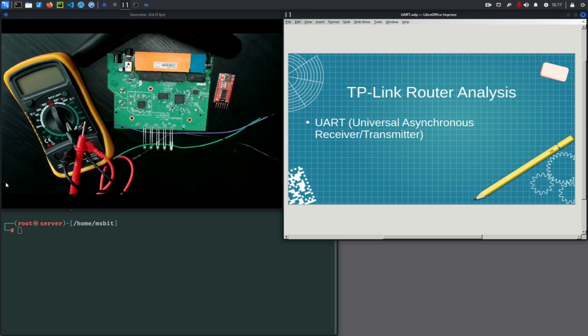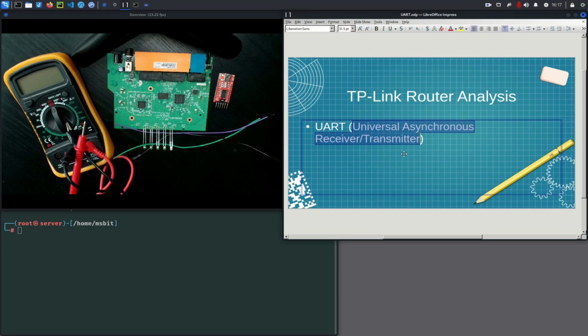This is the second video in our TB Link router analysis tutorial. In this video, we focus on UART, which stands for Universal Asynchronous Receiver Transmitter. When we say asynchronous, that means there is no clock here.